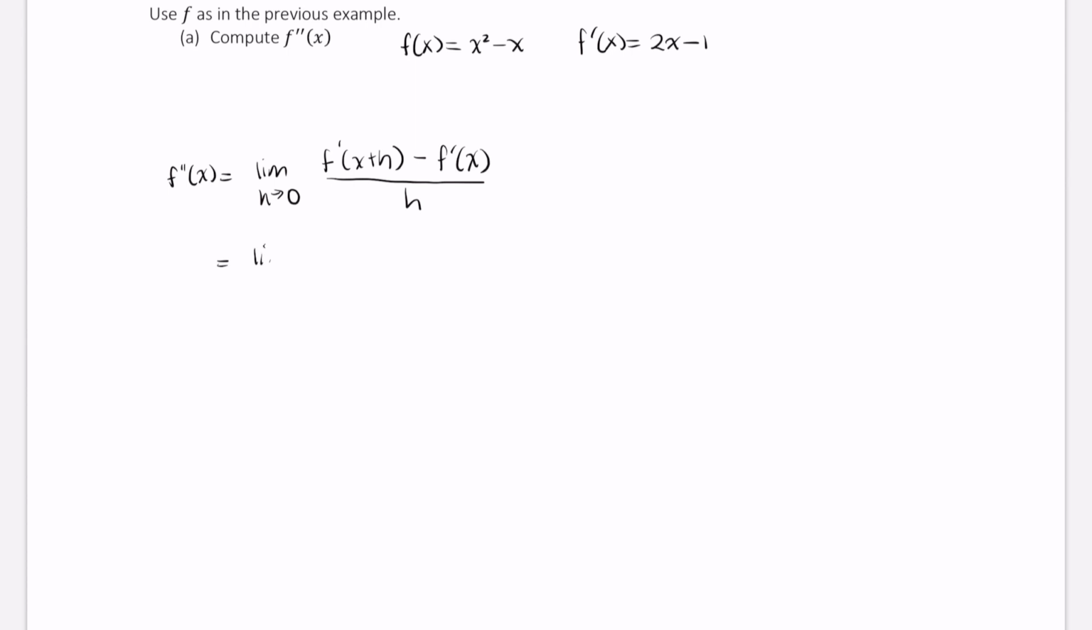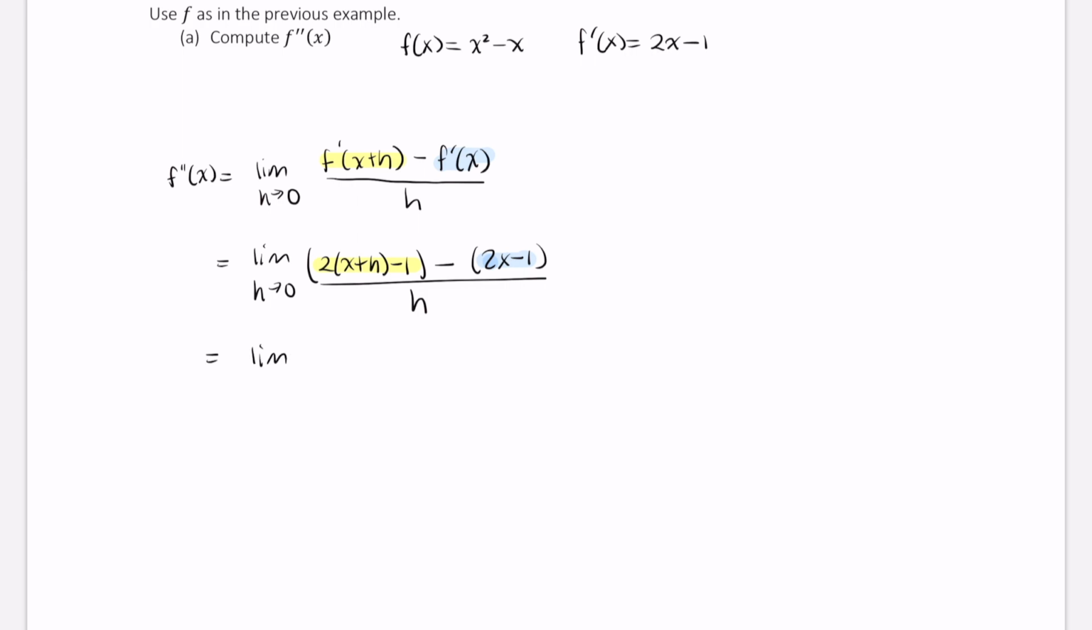So this is the limit as h approaches 0 of 2 times x plus h minus 1, minus 2x minus 1, divided by h. And this is the first derivative evaluated at x plus h. And here we just have our original derivative function.